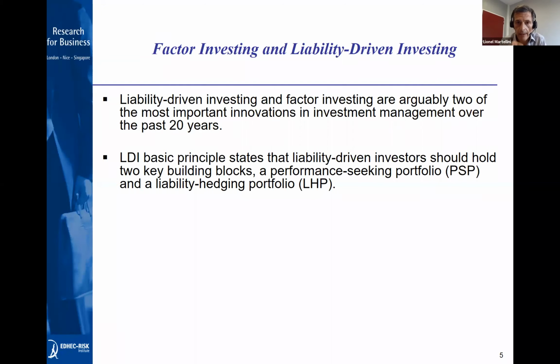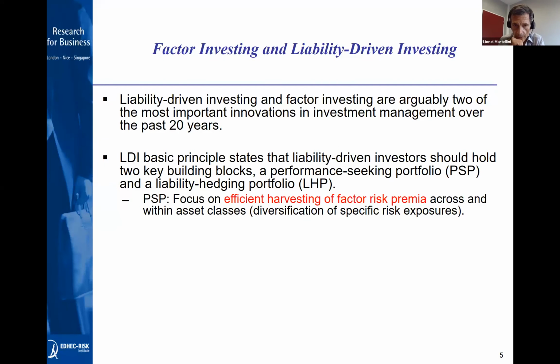Now, let's start with LDI first, liability-driven investing. Liability-driven investing is a very simple and very basic approach that states that liability-driven investors, so pension funds or insurance companies, for example, who are facing liabilities, should be thinking in terms of their allocation. They should be thinking in terms of two key building blocks. On the one hand, they should be holding a performance-seeking portfolio, and on the other hand, they should be holding a liability hedging portfolio.